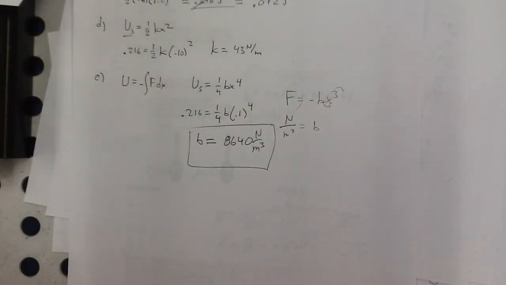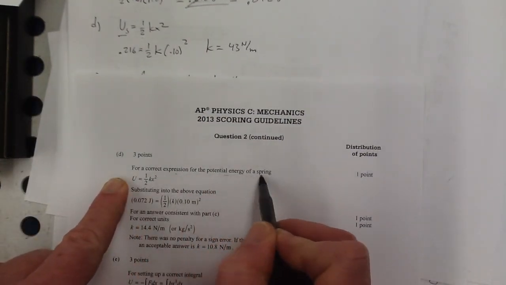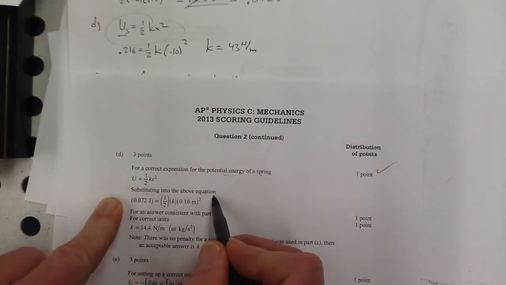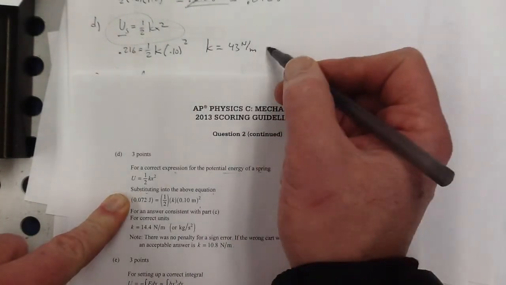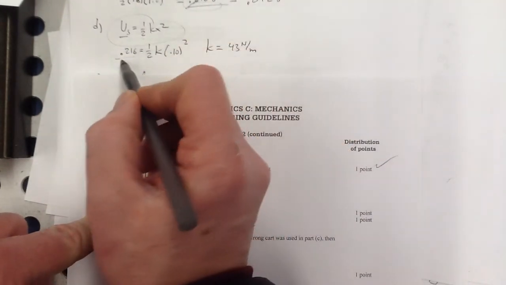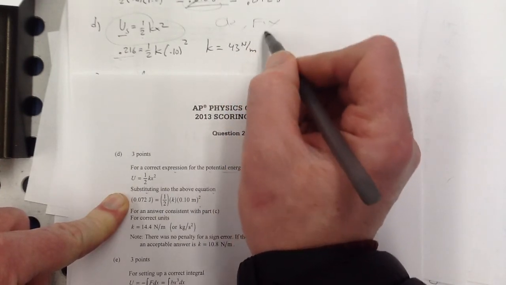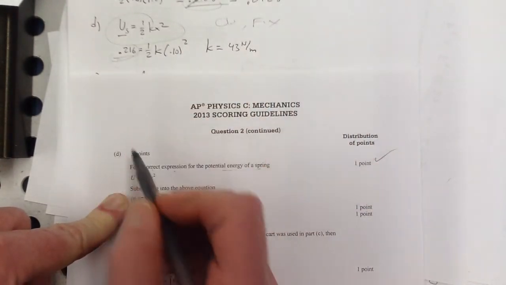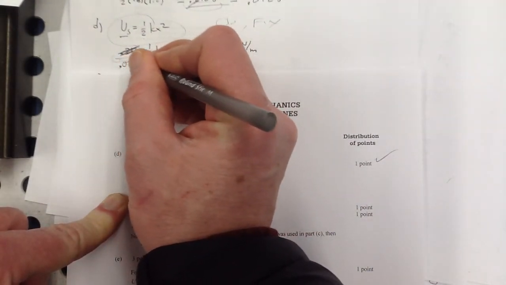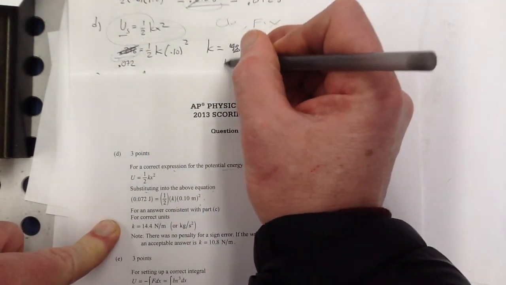And then for part D, they want a correct expression for the potential energy of a spring. Got it. Good point. Substituting into the above equation. Got it. And we would get this point, even though we got the wrong answer for this previous part. If you correctly substitute that later on, this is like when I write on your test, okay, fix, that's that kind of situation. For corrections, we want to fix it, but you wouldn't get double penalized for making that one mistake.